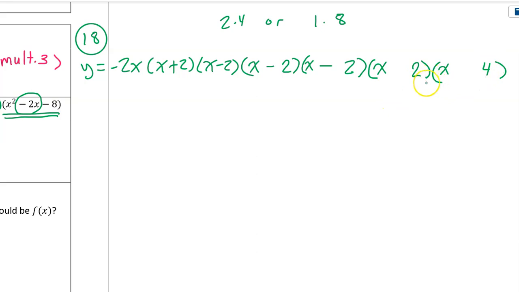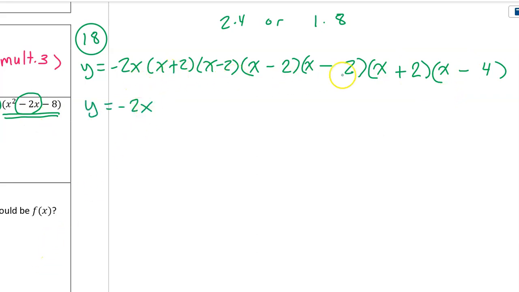Sometimes I say inner plus outer equals middle. So inner I have 2x, outer I have 4x. I'm shooting for a middle of -2x. So I need a positive 2x and a -4x to make -2x. That means I need a positive here and a negative here.